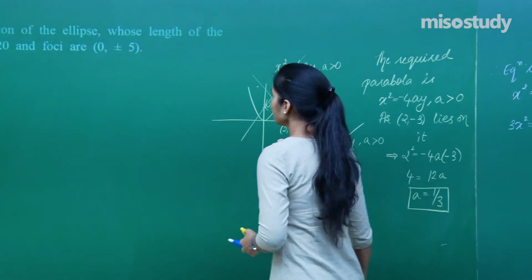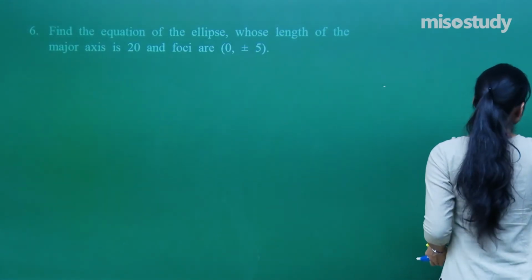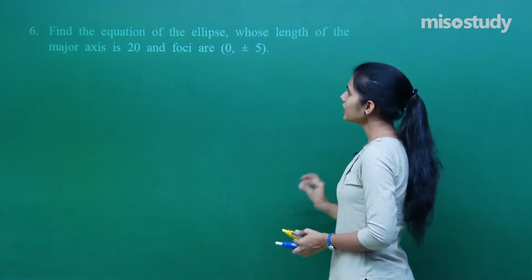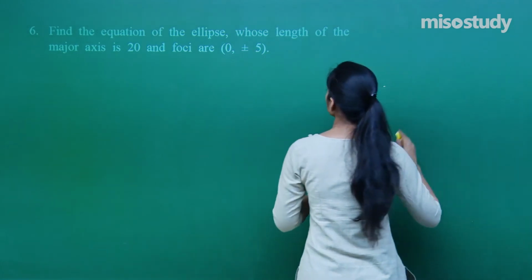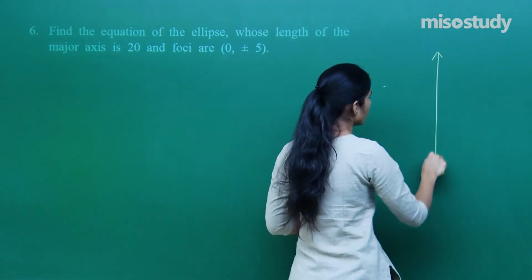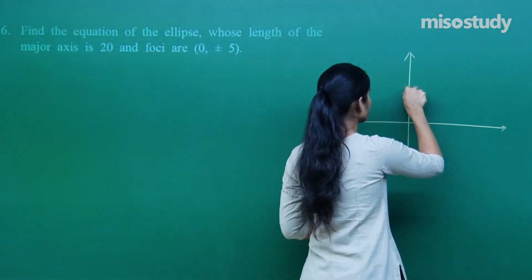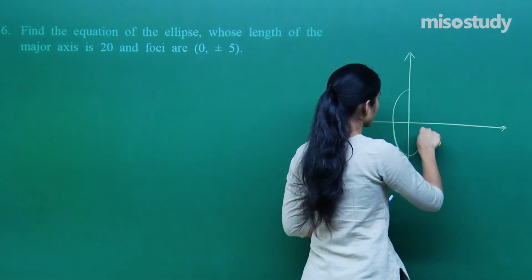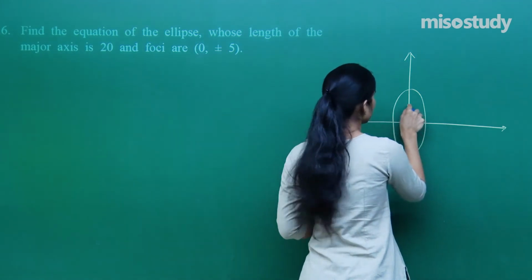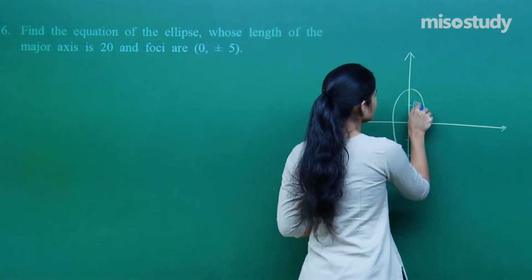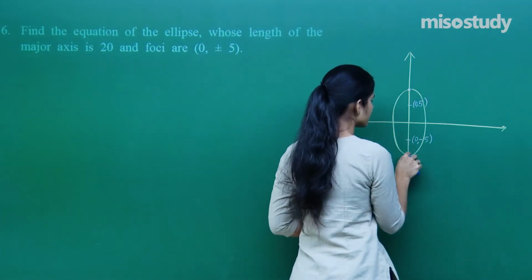Next we have: find the equation of the ellipse whose length of the major axis is 20 and foci are (0, plus minus 5). This obviously means that the major axis is along the y-axis, because the foci lie on the major axis, and the coordinates are (0, plus minus 5). So obviously somewhat like this would be my ellipse. The foci are (0, 5) and (0, minus 5). These are the vertices.